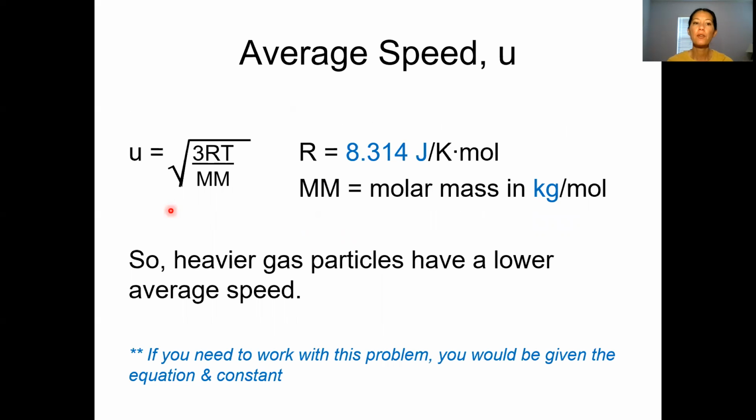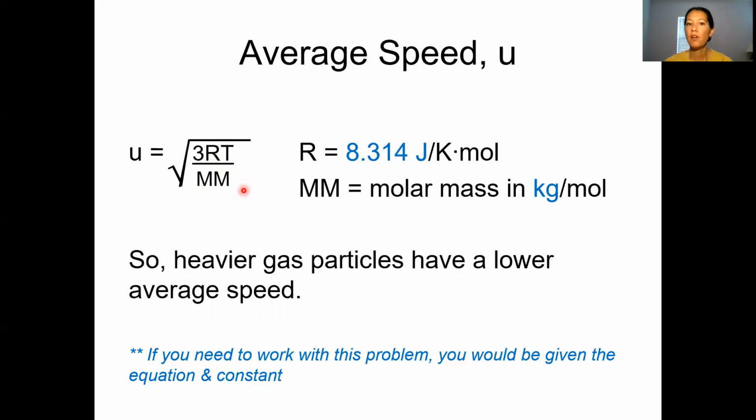Okay, what comes out of this in terms of the kinetic energy and relating that to the actual particle, the molecule? Basically, through manipulation of some equations, you can come up with an equation for the average speed of a gas particle. So the average speed, u, here, is the square root of 3RT, so we have temperature, divided by molar mass.